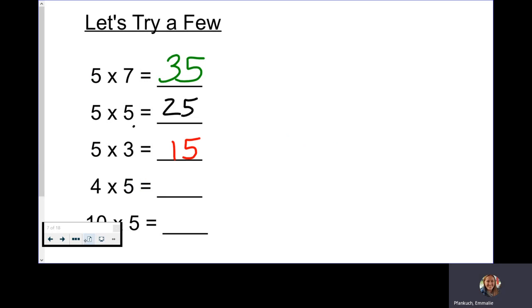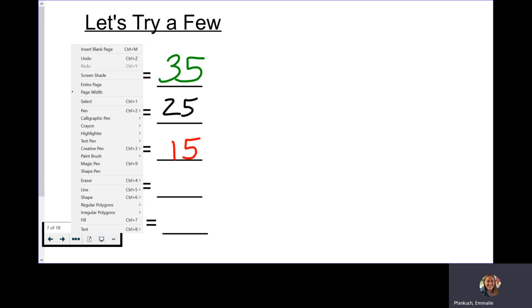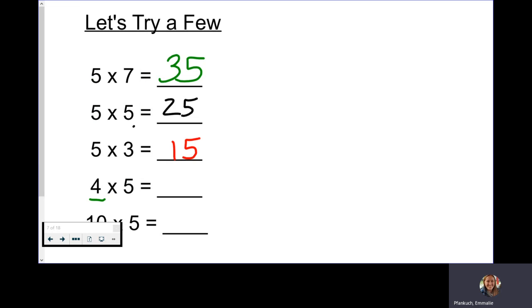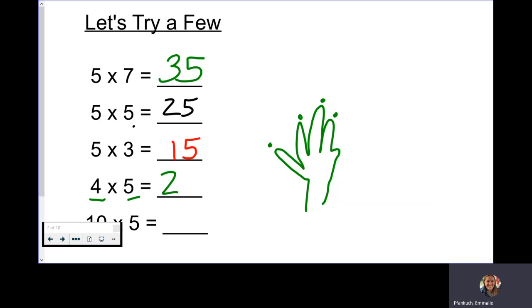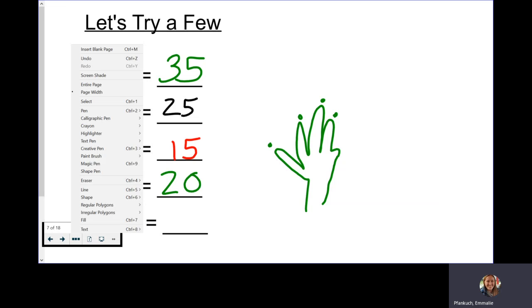This one again, I'm going to use my fingers to help me. 4 fingers. 1, 2, 3, 4. And now I can count by 5. 5, 10, 15, 20. 4 times 5 is 20.